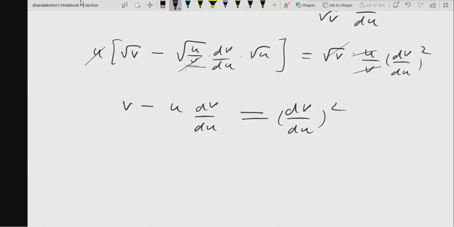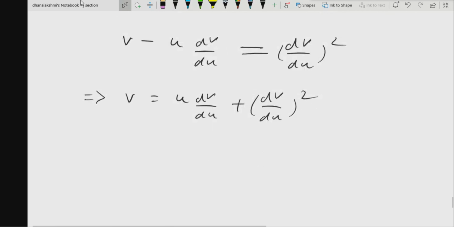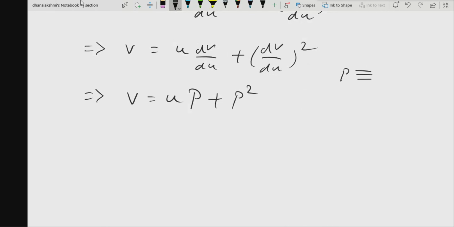That means from this what I have got, v is equal to u into dv by du plus dv by du whole square. Understood all of you? Yes, ma'am. Now I will write this as v is equal to u into capital P plus p square, where p I have considered as dv by du.